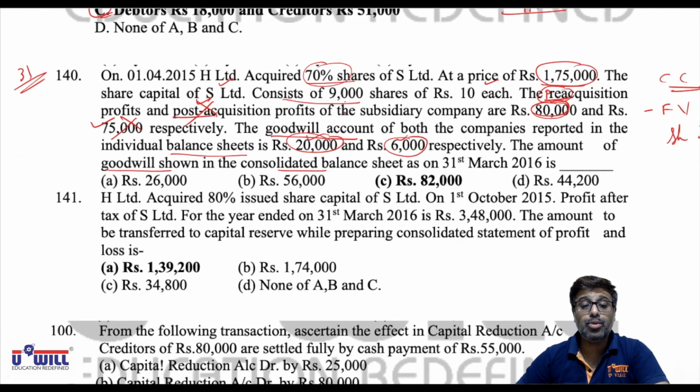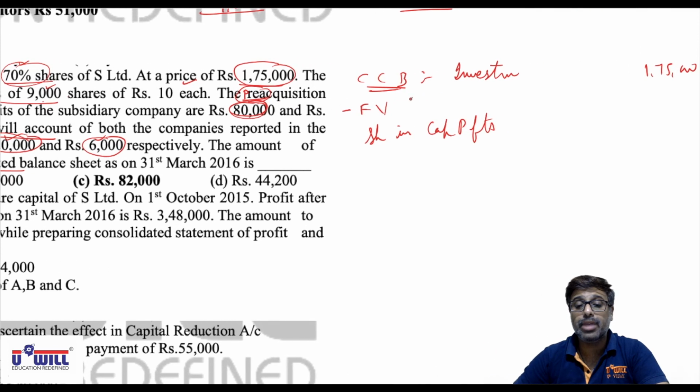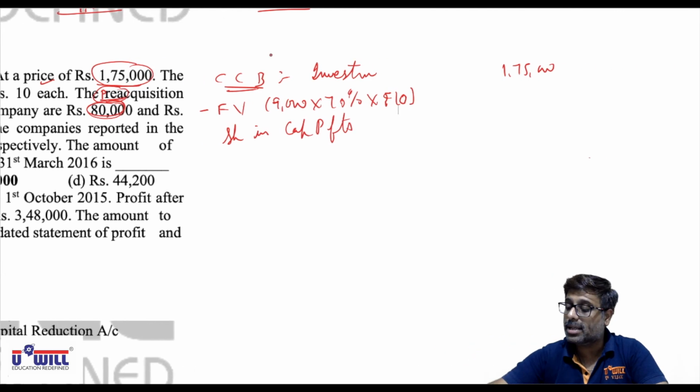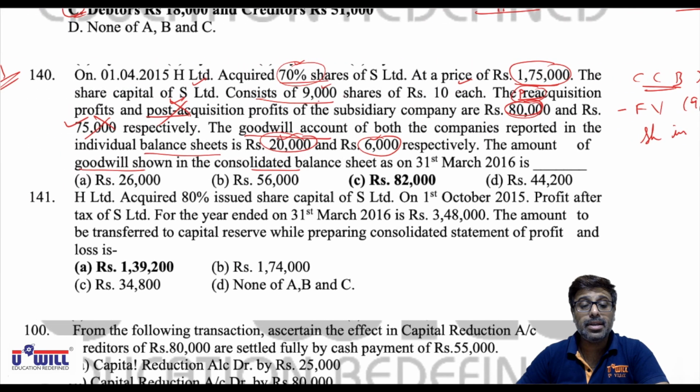What is the face value of shares acquired? Now, face value: 9,000 shares, 70%. So 9,000 into 70% into 10 rupees is the face value. So 9,000 into 70%, that is 6,300, into 10 rupees face value, that is 63,000 is the face value of shares acquired.